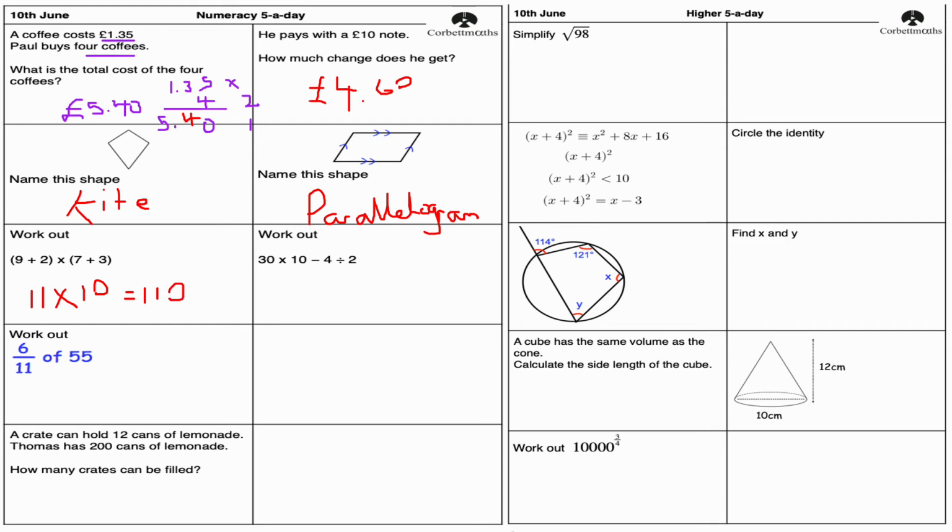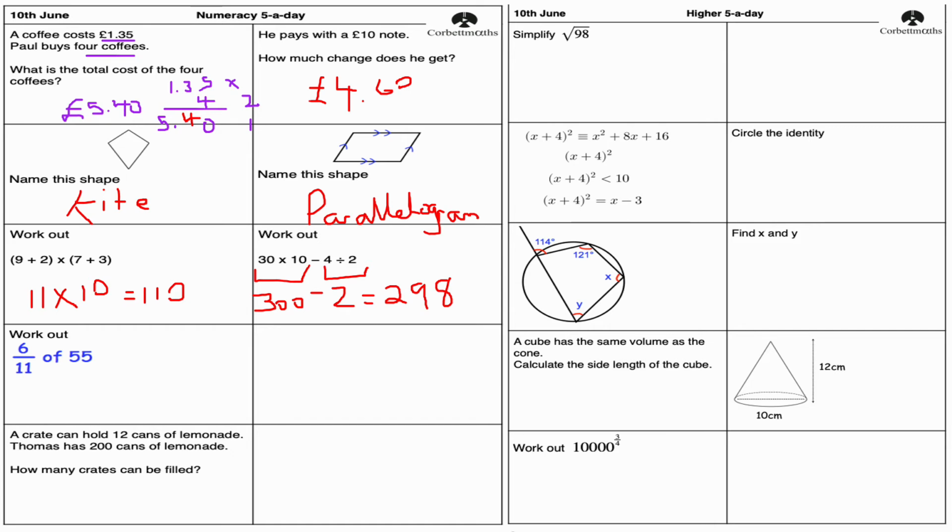Okay, here, being careful and using BIDMAS, I'm going to do the 4 divided by 2 first. So 4 divided by 2 is 2, so I'm going to be taking away 2. I'm now going to do 30 times 10, which is 300. Okay, 300 take away the 2 is 298, guys. Okay, for that one.